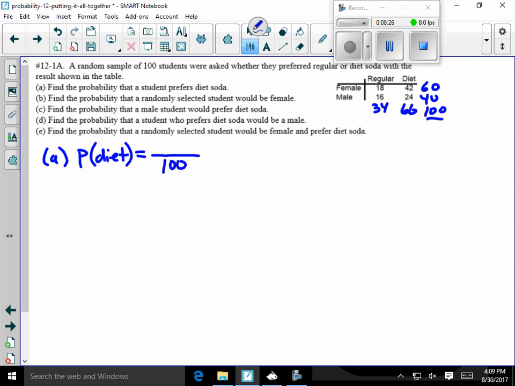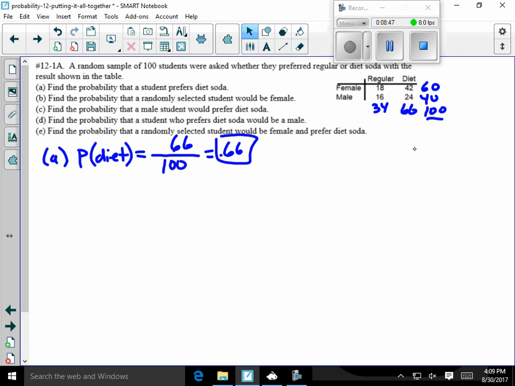And then I just need to figure out what's the total number of people that like diet, and that would be the 66 number, the marginal value there. So 66 out of 100, that probability would be 0.66. Okay, so that one's pretty straightforward. In fact, I can kind of show on the table what I'm doing here. I'll do that as we go.